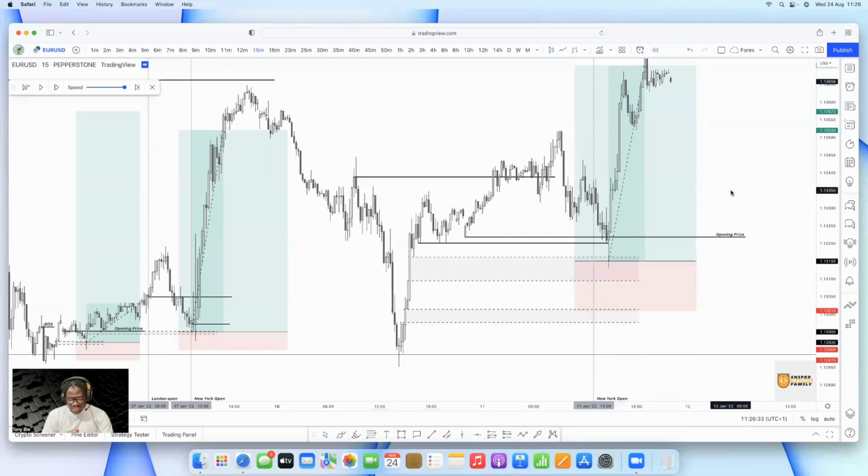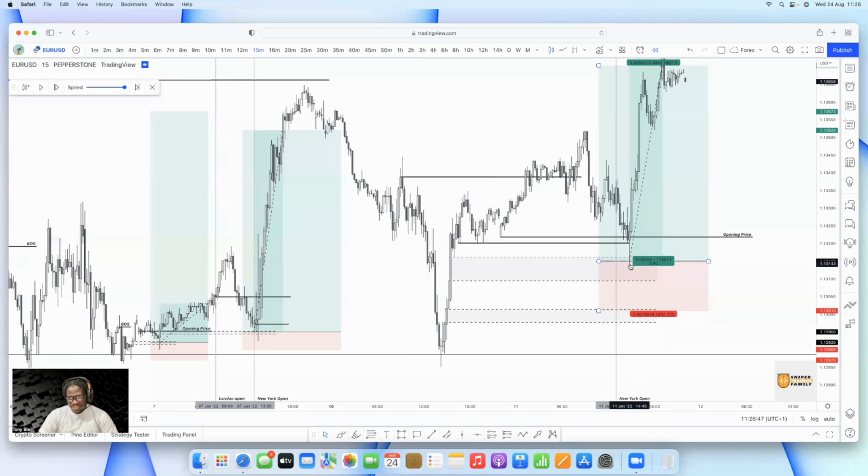Remember, in a bullish market, you want to be buying below the opening price in bullish conditions. Where is the entry? Below what? The opening price. Boom. And then what? It took entry. This is the low of the day. Yeah, this is the low of the day.